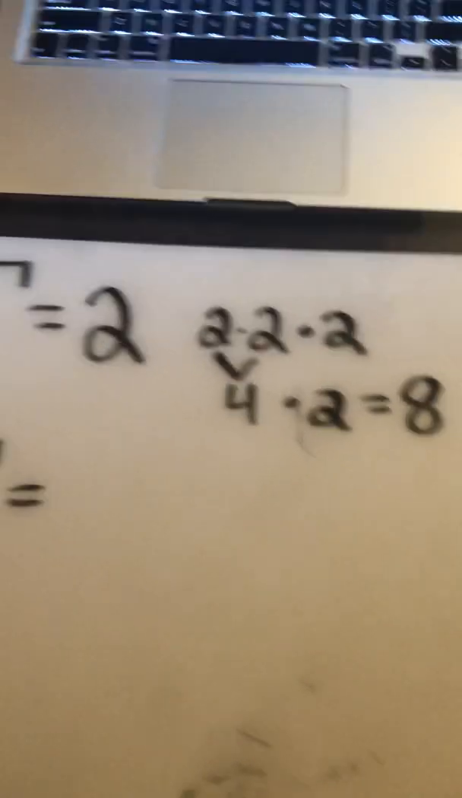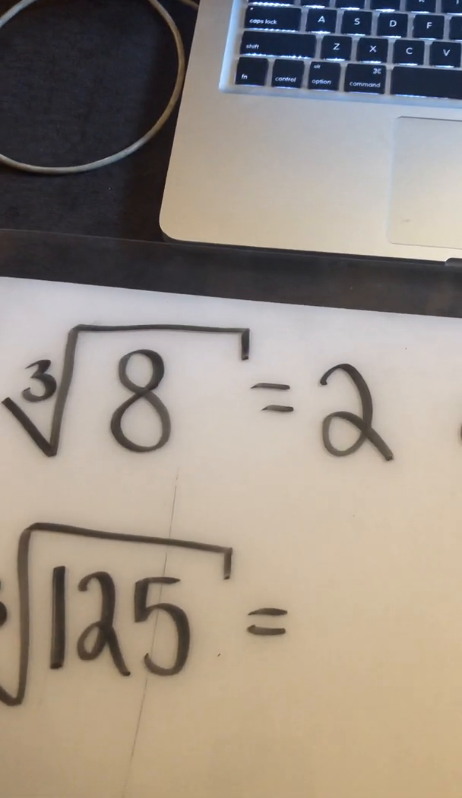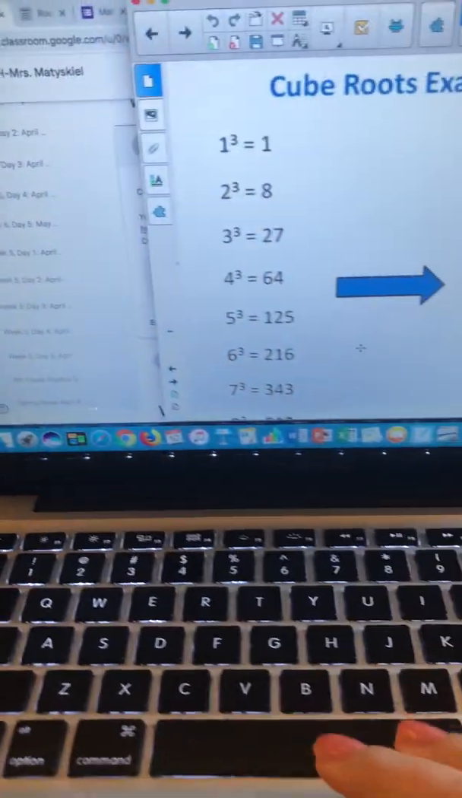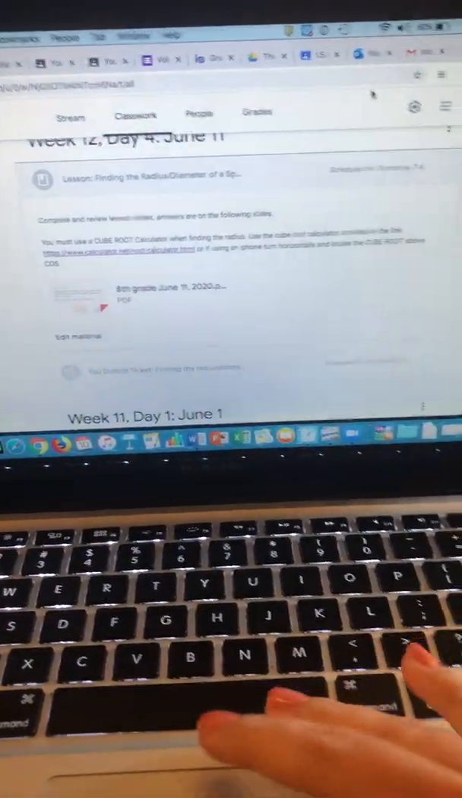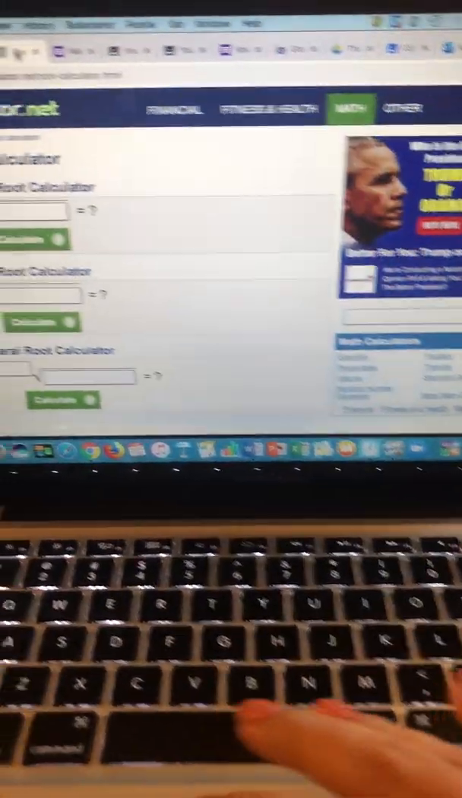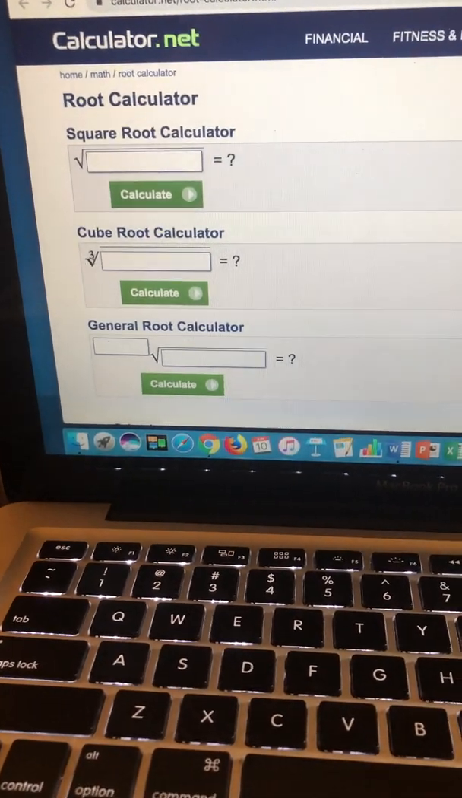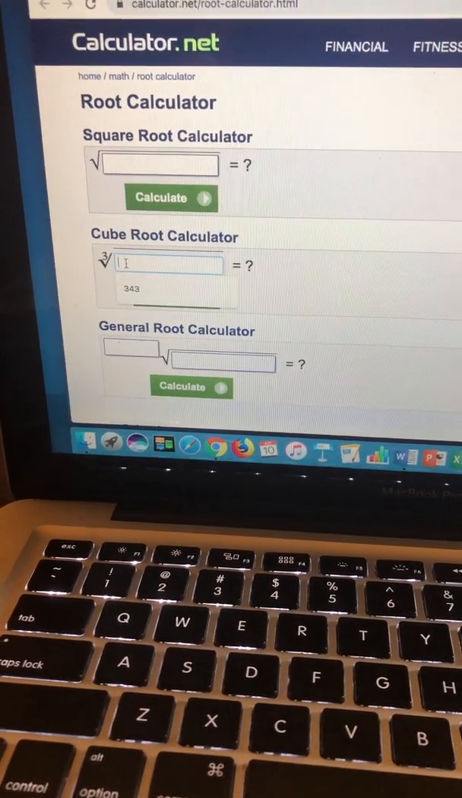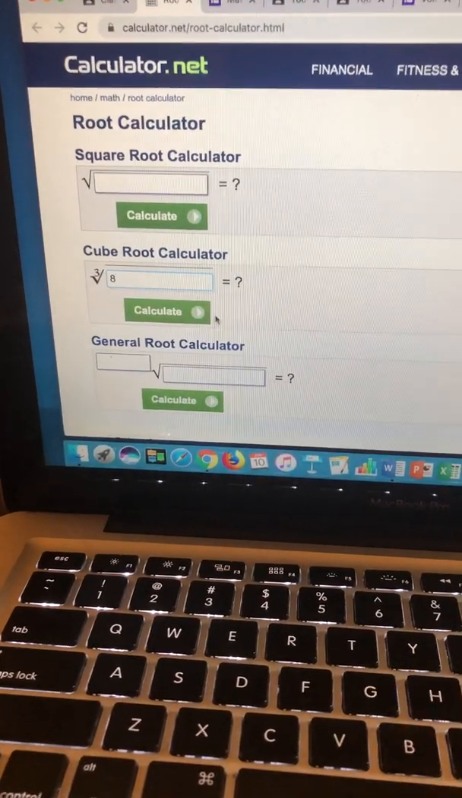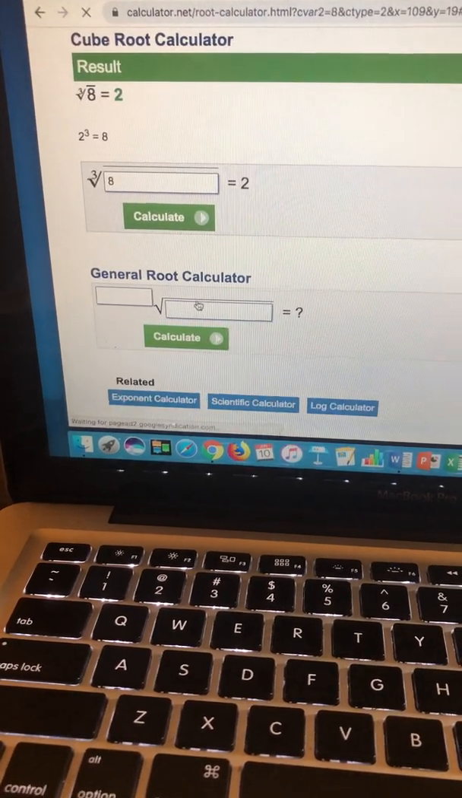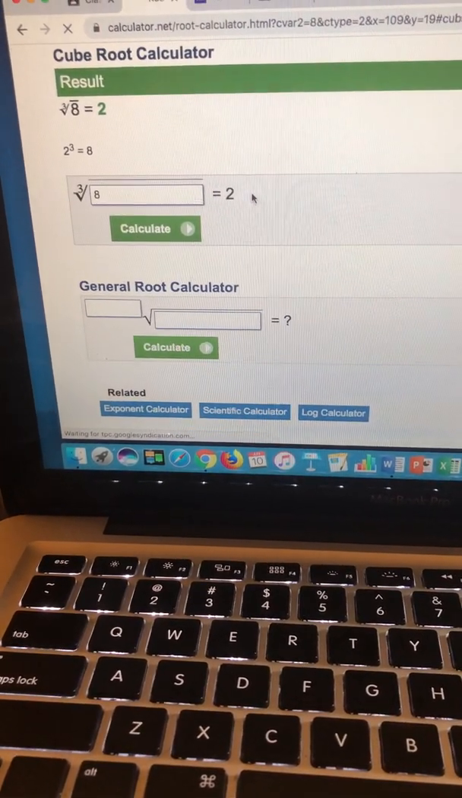Okay? If you are using the calculator link, let me show you that first. Let me go back to it. Okay. So it already has the 3 in the index there for you. So you just put your number here that you want. So I'm going to put 8. You click calculate, and it shows you what that cube root is.